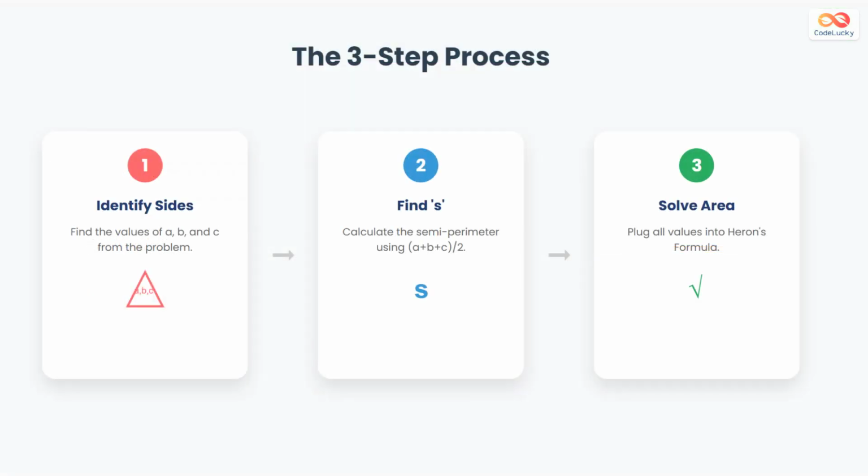We can break the entire calculation down into 3 easy steps. Step 1, identify the lengths of the three sides. Step 2, calculate the semiperimeter. And step 3, plug your values into the formula to solve for the area. Let's try an example together.